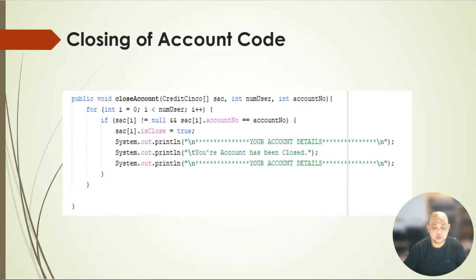This method is for closing the account, in which the parameters are the instance of the object array, int num user, and int account number. If the account number has been found and validated, the is closed boolean variable will be set to true, and when the account is closed, the system will print this account has been closed.